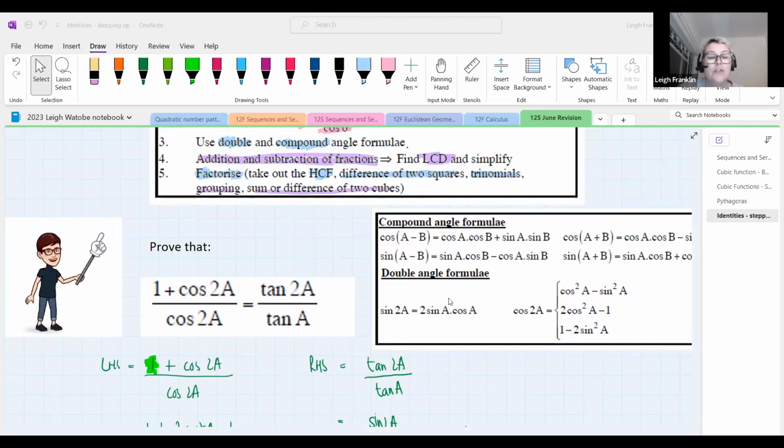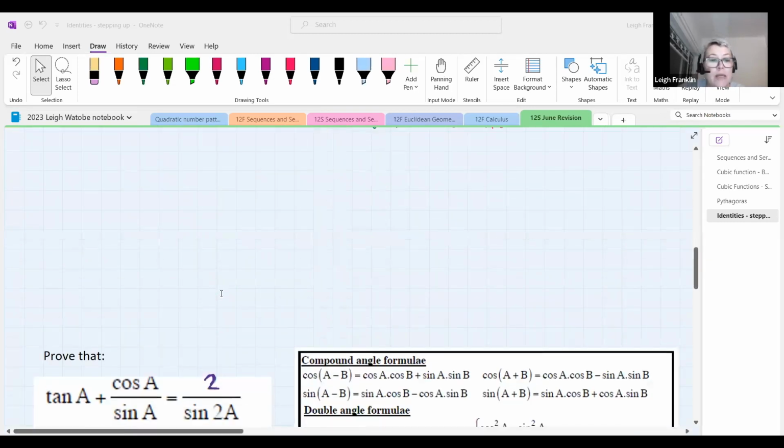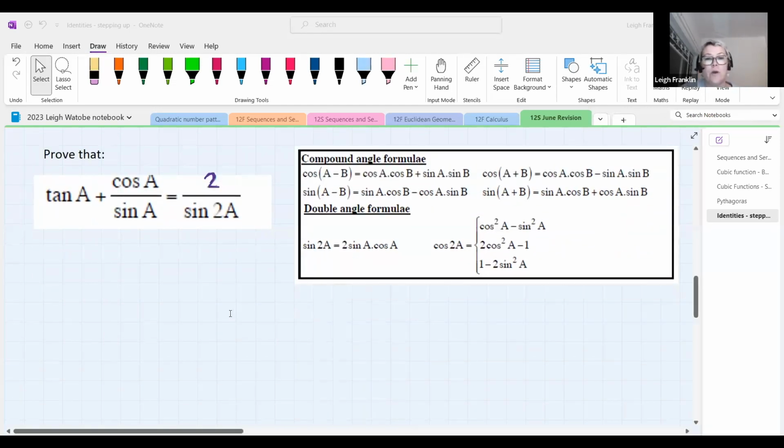Okay, good. All right. So remember, we're doing ones that are difficult on purpose. I'm not doing easy ones with you. I'm doing slightly more difficult questions with you guys. All right. So now here is one for you to try. Okay. So tan A plus cos A over sine A equals 2 over sine 2A. You guys are going to do that one by yourselves. And there I've got the compound angle formulae here for you.